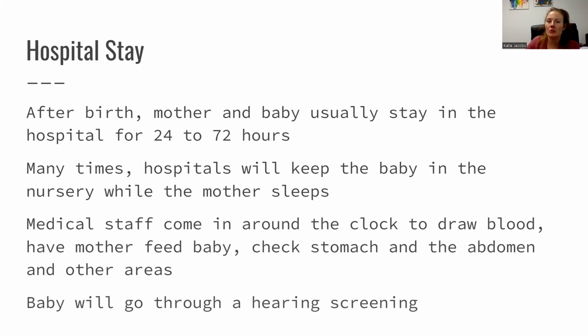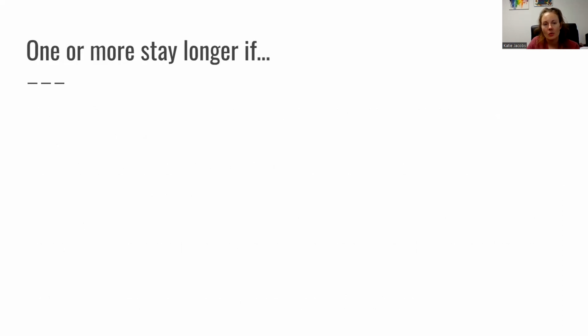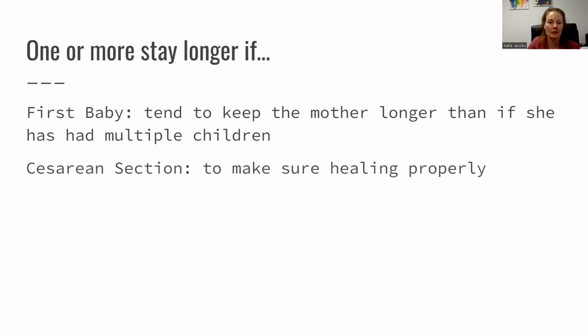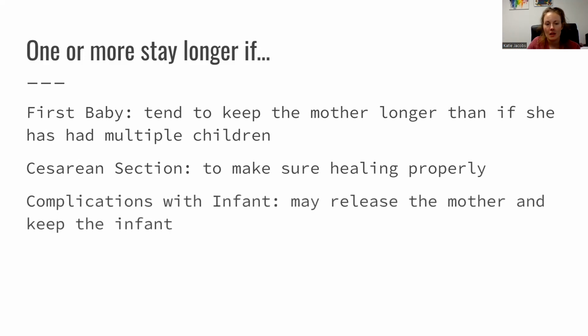The baby will go through a whole bunch of different types of screenings. They'll be screened for PKU. They'll have a hearing screening. They'll go through vaccinations. One or more may stay longer if it's the first baby. So hospitals tend to keep mothers longer than if she's had multiple children. If the mother had a C-section, they'll keep the mother a little bit longer just to make sure it's healing properly. If there's complications with the infant, they may release the mother and keep the infant in the NICU.